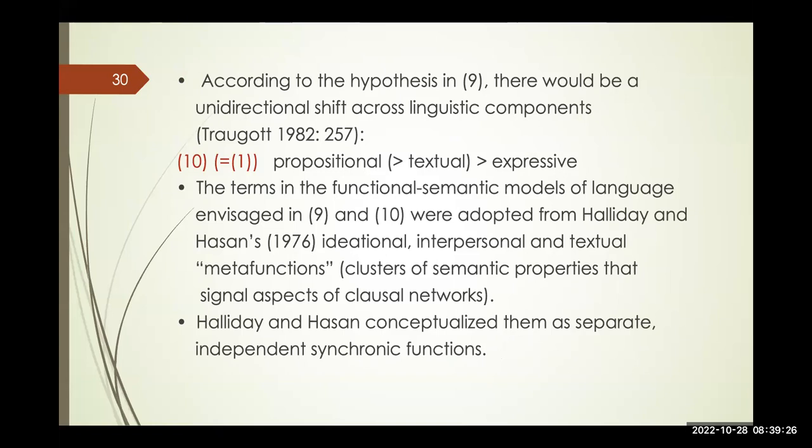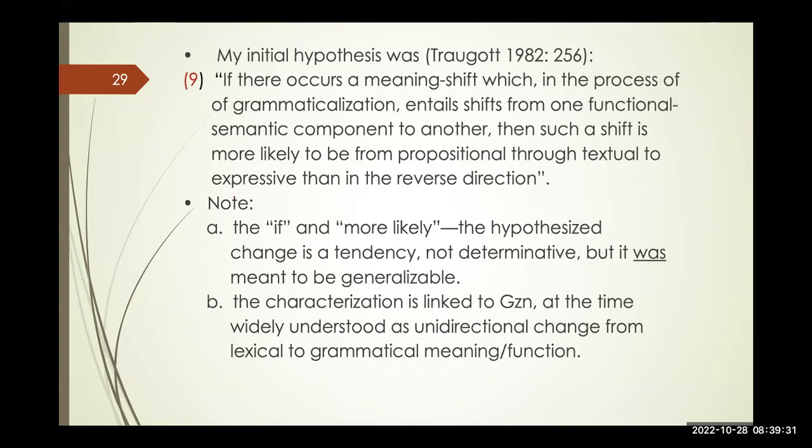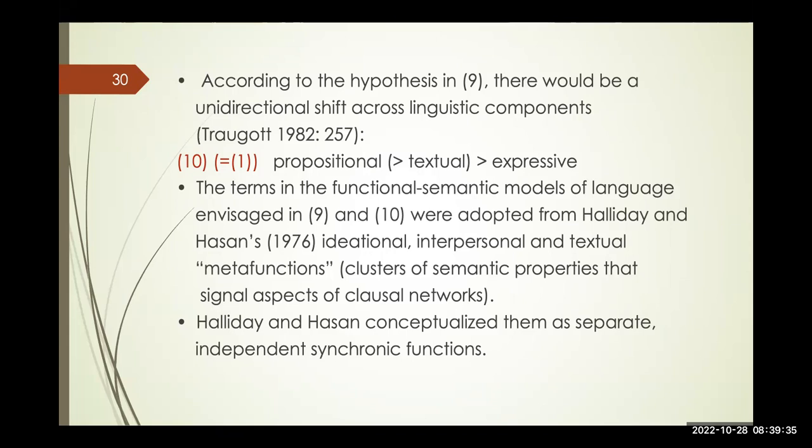According to the hypothesis that I have just read out, 9, there would be a unidirectional shift across linguistic components. The model that I presented in 1, propositional, optionally to textual, to expressive. The terms in the functional semantic models of language envisaged in 9 and 10 were adopted from Halliday and Hasan's 1976 metafunctions, ideational, interpersonal, and textual. Those are the other terms. These are clusters of semantic properties that signal aspects of clausal networks. Halliday and Hasan conceptualized them as separate, independent synchronic functions.